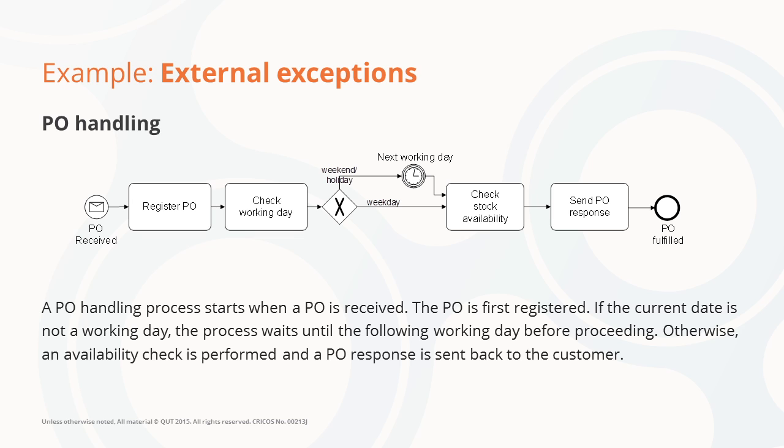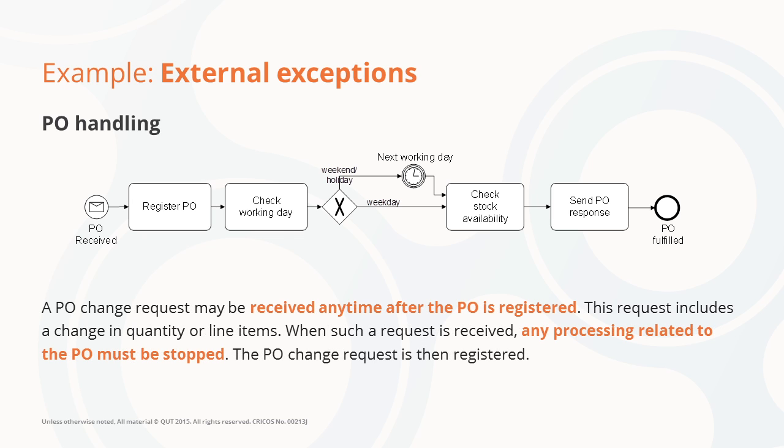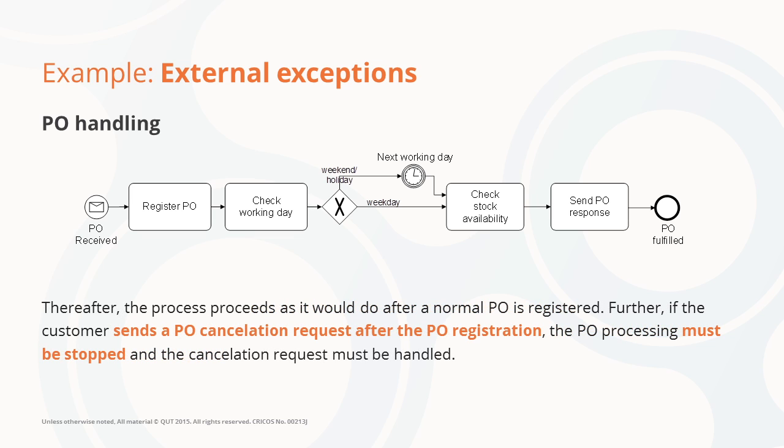While we handle the purchase order, we may receive a purchase order change request, and this may be received at any time after the purchase order has been registered. This request includes a change in quantity or line items, and when such a request is received, any processing related to the purchase order must be stopped. So the purchase order change request is then registered, after which the process proceeds as it would after a normal purchase order is registered.